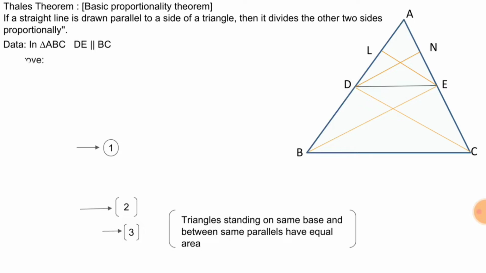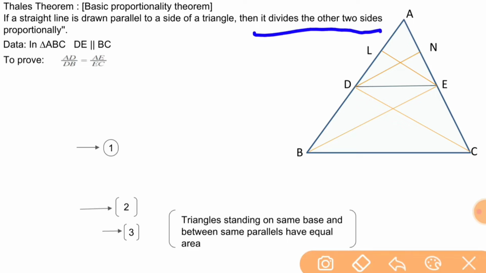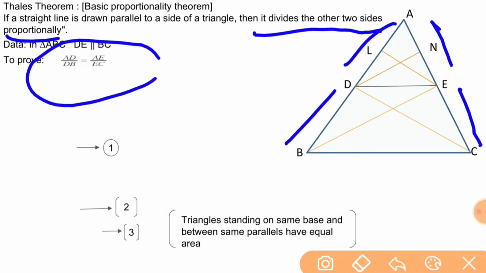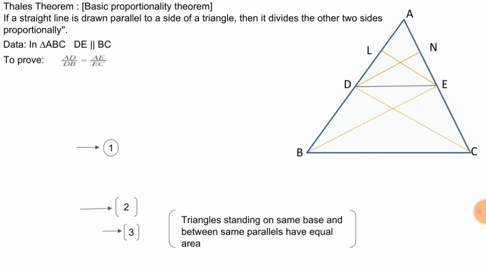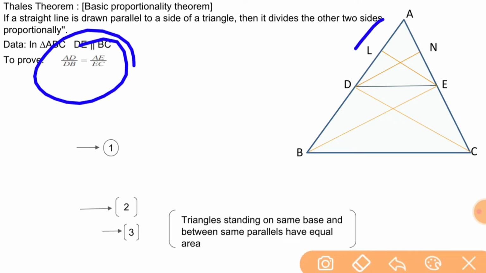Then the next step is to prove. What do I need to prove? I need to prove that it divides the other two sides proportionally. Proportionally means the ratios are equal. Which ratios are equal? This part divided by this part, and this part divided by this part. What I need to prove is that AD by BD is equal to AE by EC. That is what I need to prove.